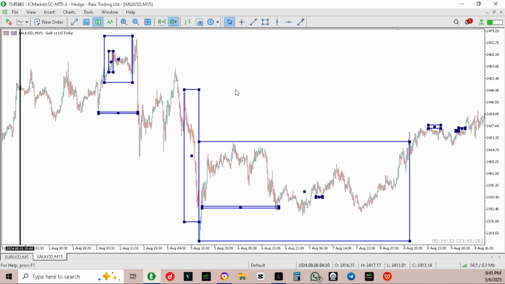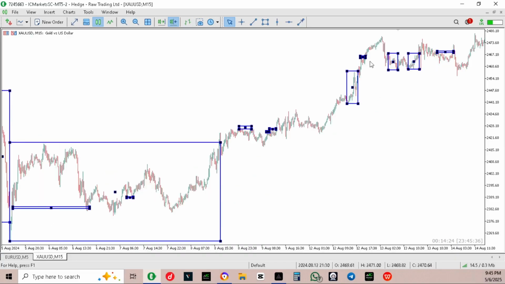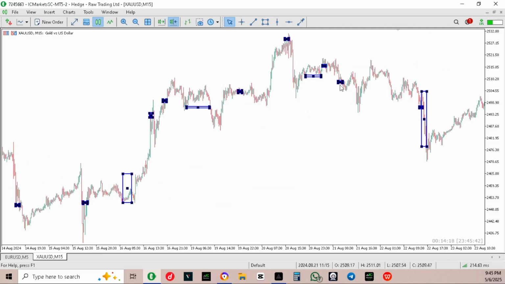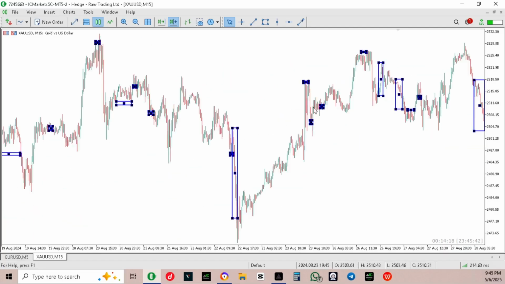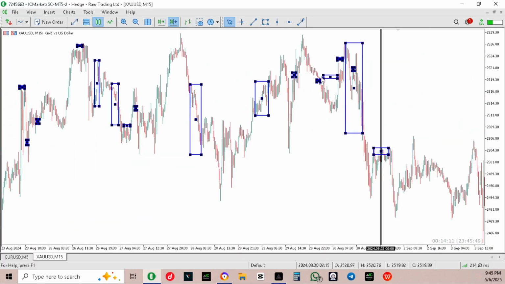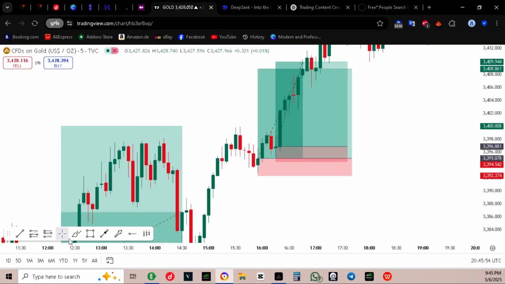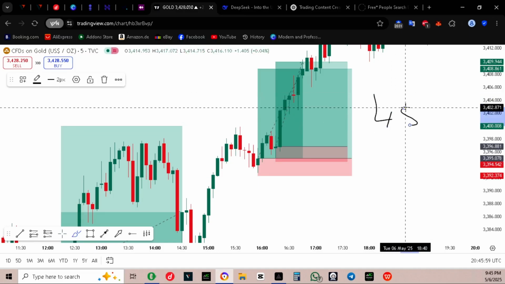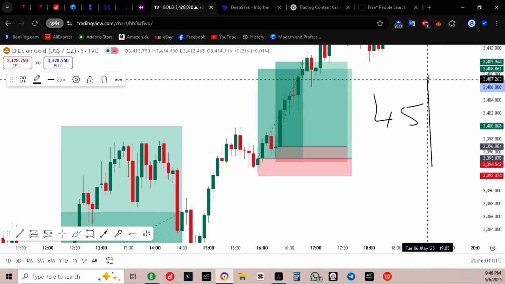So now what I want to do is count how many trades we had within this month, then how many winning trades and how many losing trades. Okay, so we have 1, 2, 3, up to 45. So on this 15-minute time frame, we had 45 trades.